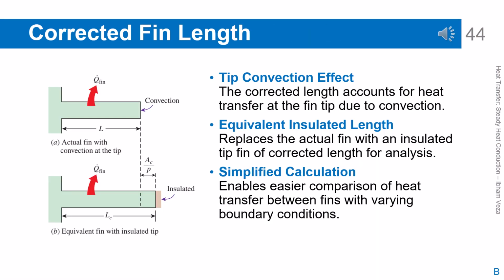Corrected fin length. Since the fin tip also loses heat by convection, the effective fin length needs to be corrected. This approach replaces the real fin with an insulated tip fin having an equivalent length. In this way, the calculation becomes simpler without significant loss of accuracy. This method makes it easier to compare fins with different boundary conditions. The corrected length concept is very practical in design.